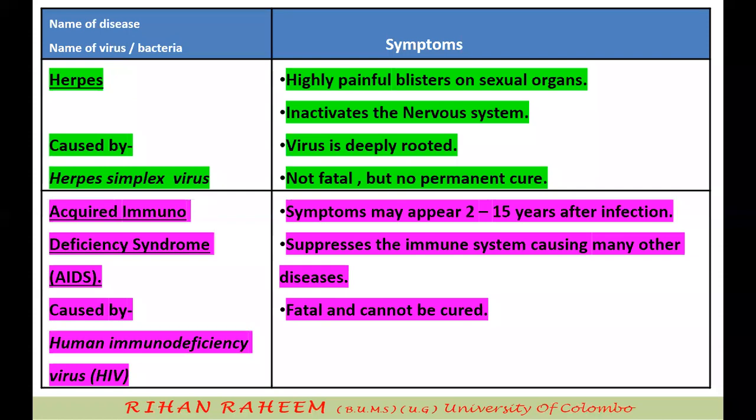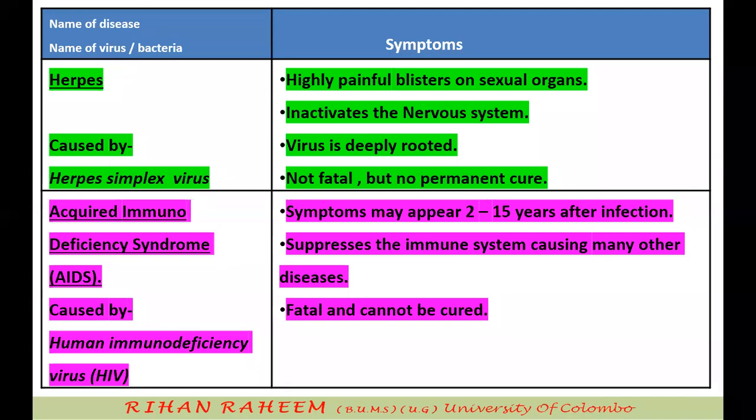Symptoms may appear 2 years or 15 years or many years after infection. So as soon as the sexual intercourse happens, you don't feel the disease, but later it will occur. And what will happen? It will suppress the immune system. If one person gets AIDS, he can get all the other diseases because his immune system becomes weak.